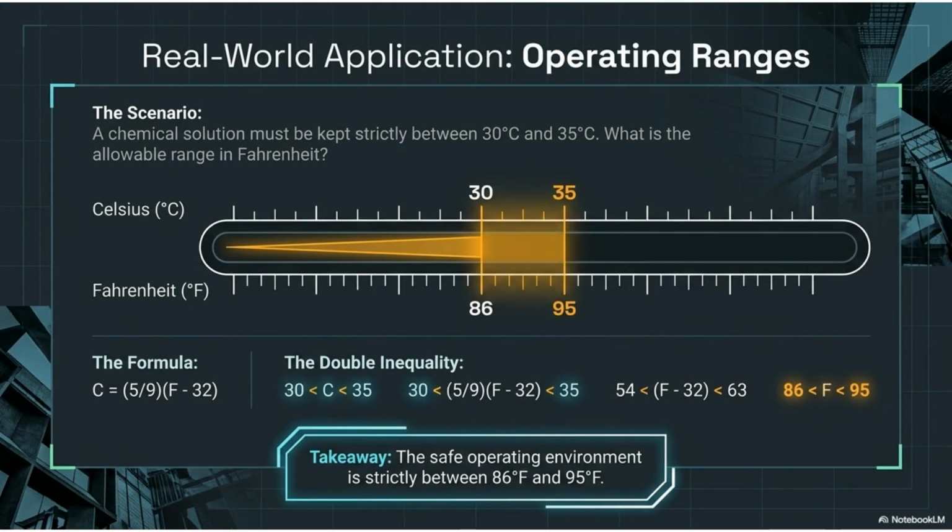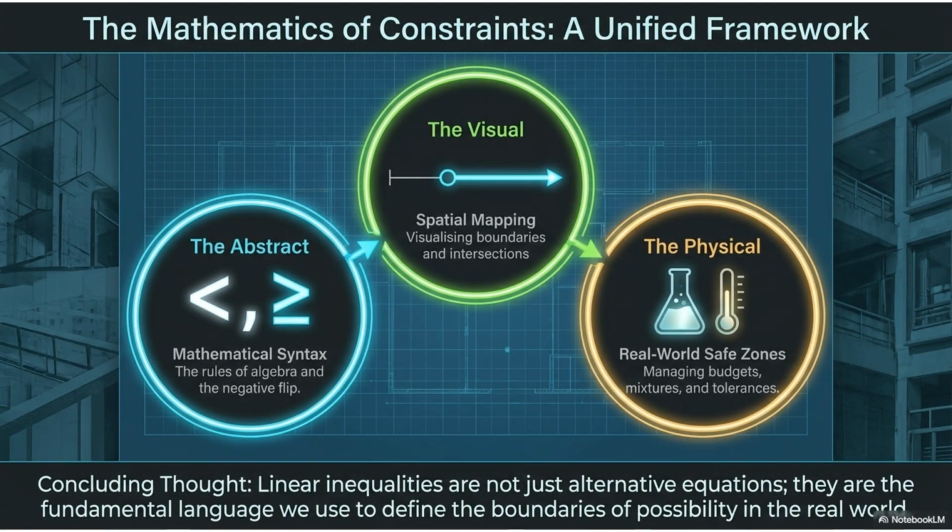Finally, we apply these concepts to operating ranges. By converting temperature scales, we can determine the safe operating environment in Fahrenheit. To conclude, linear inequalities are more than just alternative equations. They provide a fundamental language for defining the boundaries of possibility in our world.